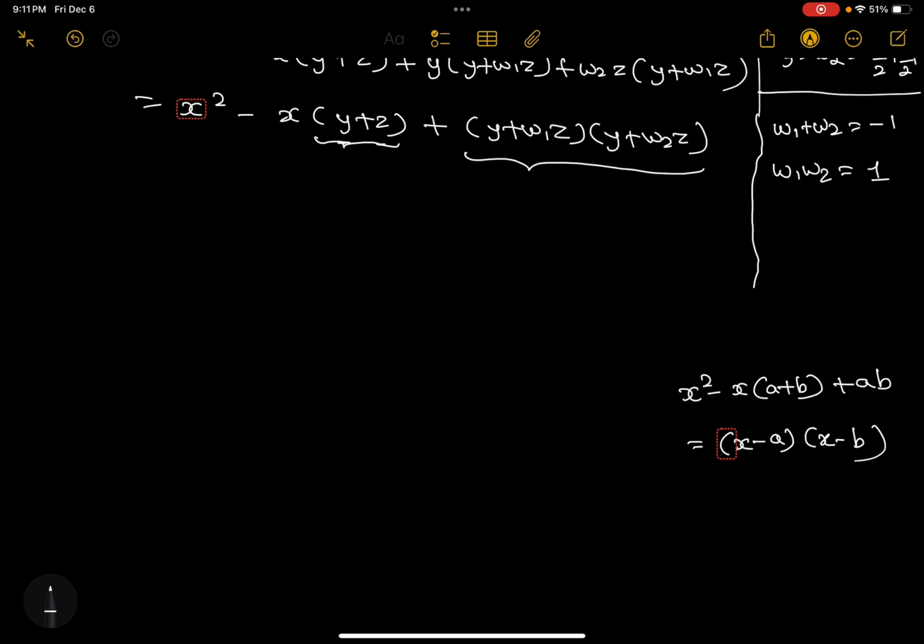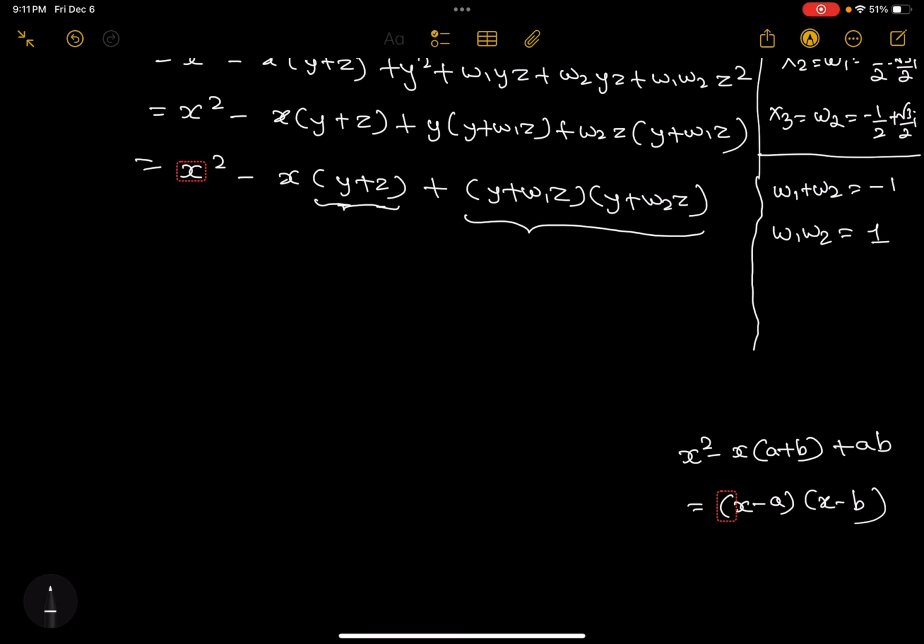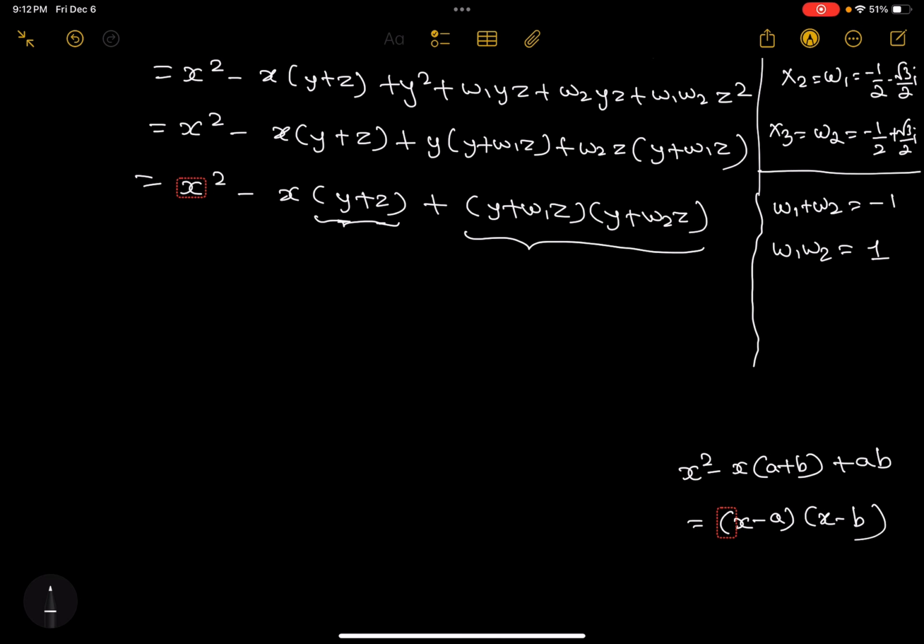The way you can do it, and this might not seem obvious at first, so let me first show you, is to introduce omega 1 and then omega 2 over here. The helpfulness of the introduction is that we know omega 1 times omega 2 is just 1, so you can do this.